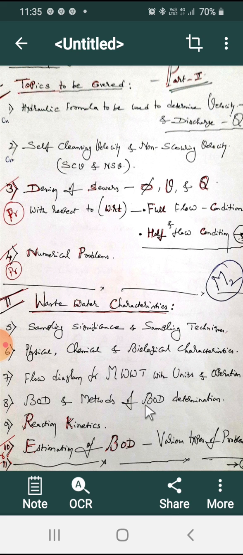See, oxygen demand means what? Demand of oxygen by the bacteria to stabilize the organic matter. This organic matter which is present in the wastewater should be stabilized.